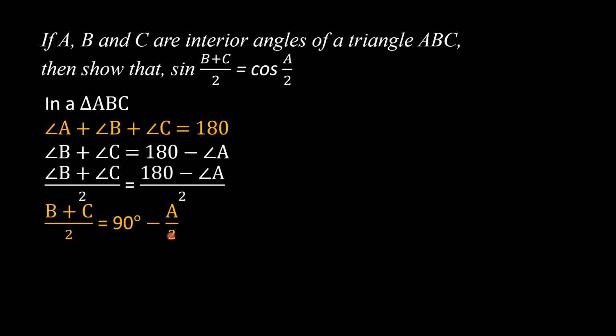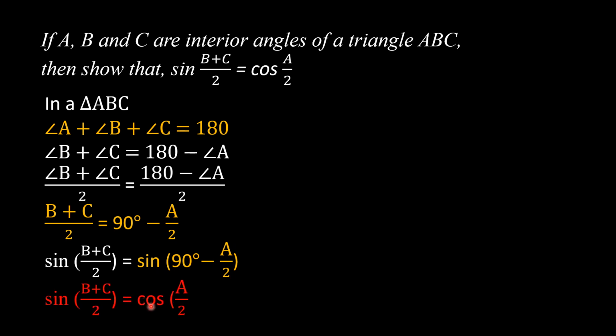Now we will take sines on both sides and write sine of (B plus C) divided by 2 equals sine of (90 minus A divided by 2). Now we know that sine of (90 minus A by 2) will be cos of A by 2. So we get sine of (B plus C) divided by 2 equals cos of A by 2, which is to be proved, and we have proved it. So this is about trigonometric ratios of complementary angles.